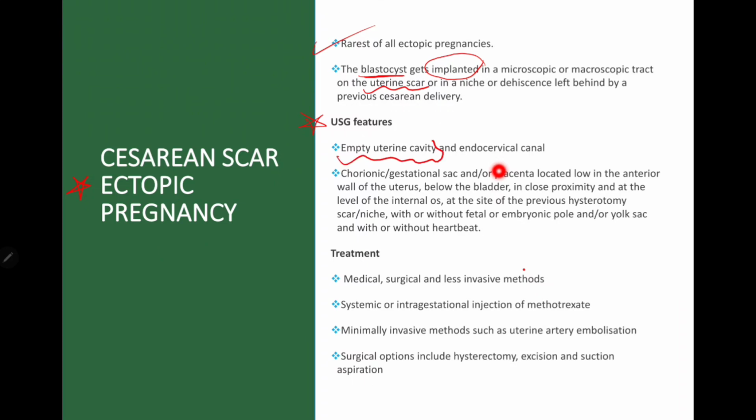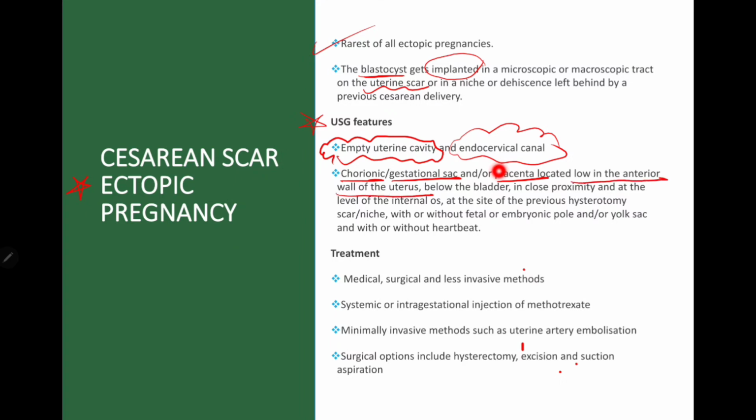An empty uterine cavity, very important. So ultrasound features, you will be having an empty uterine cavity as well as an empty endocervical canal, and a chorionic or gestational sac or placenta. So either chorionic or gestational sac or placenta located low in the anterior wall of the uterus.